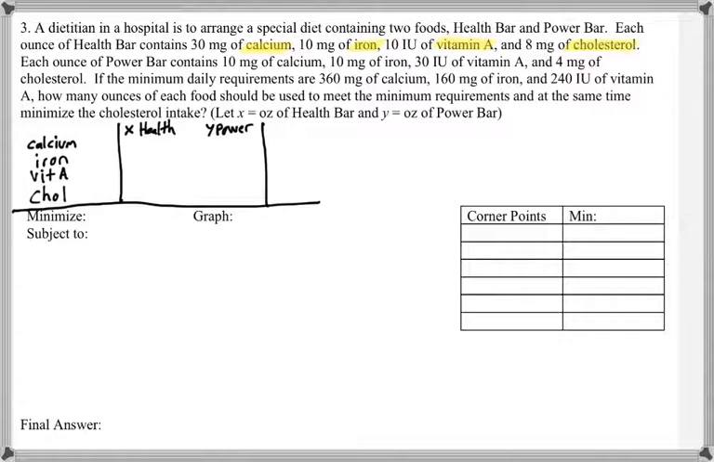So the Health Bar contains 30 milligrams of calcium, 10 milligrams of iron, 10 IU of vitamin A, and 8 milligrams of cholesterol. So that's going to be my first column. And then the Power Bar contains 10 milligrams of calcium, 10 milligrams of iron, 30 IU of vitamin A, and 4 milligrams of cholesterol. So that is my second column.